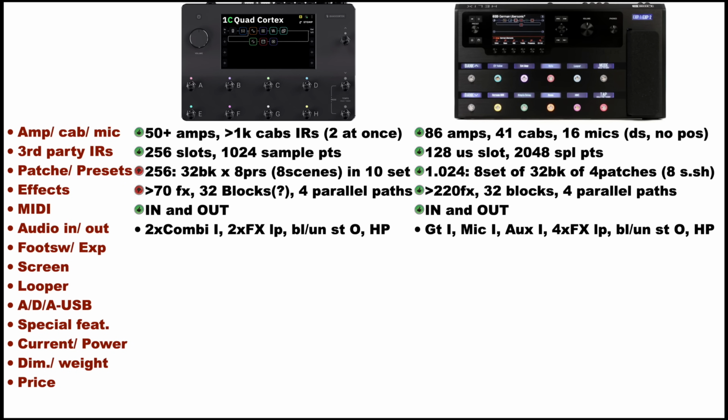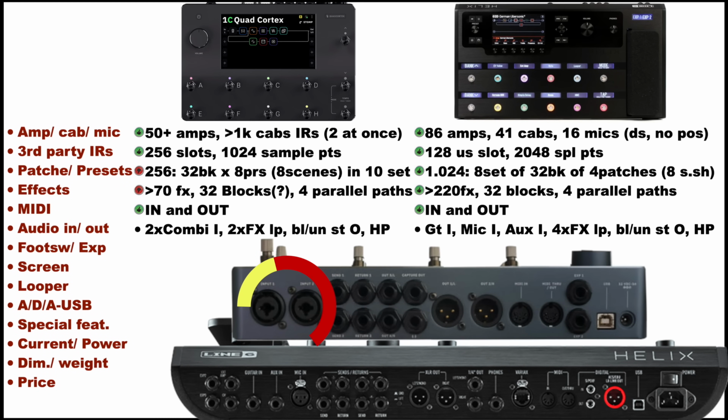As regards inputs and outputs, the Quad Cortex has 2 inputs that are also combi inputs, so that you can attach also a microphone for singing, where the Helix has only 1 guitar input and 1 microphone input. The Quad Cortex has 2 sends and 2 returns, where the Helix has 4 sends and 4 returns for the effects loop. Both have balanced and unbalanced output and a headphone out, and only the Helix has an aux in.